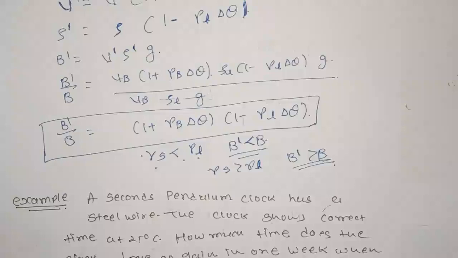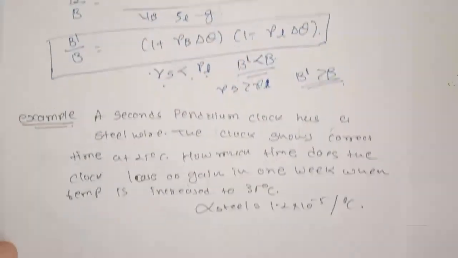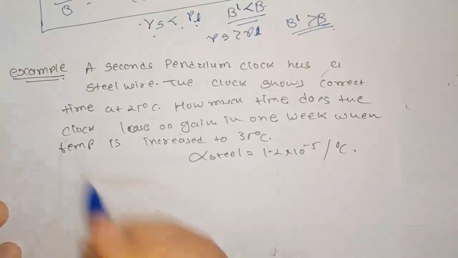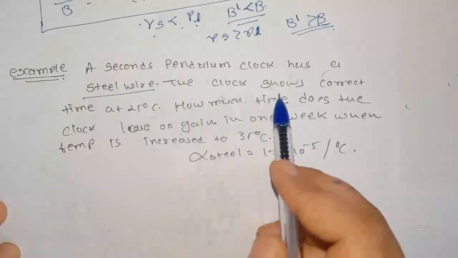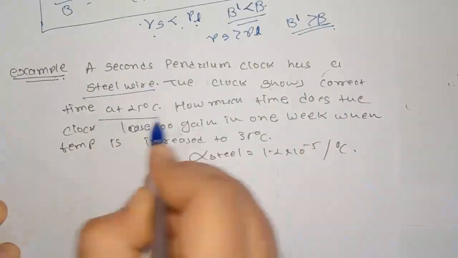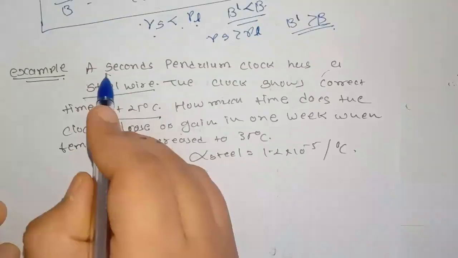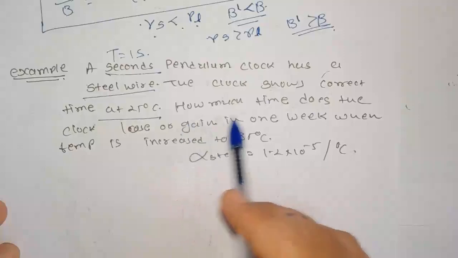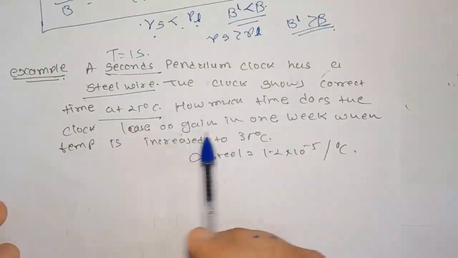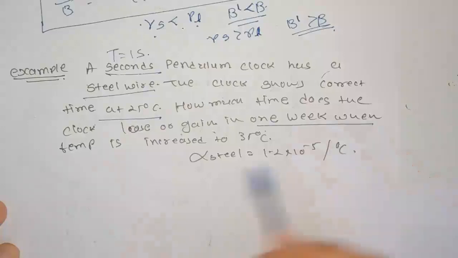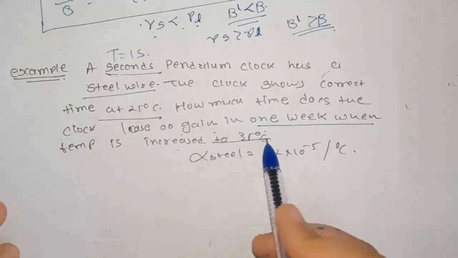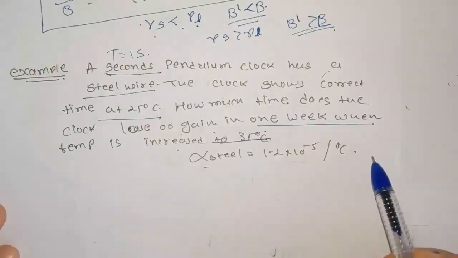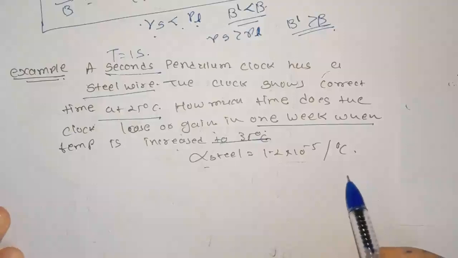Now let us see an example based on what we have learned. A seconds pendulum clock has a steel wire. The clock shows correct time at 25 degrees Celsius. The meaning of seconds pendulum is that the time period is 1 second. How much time does the clock lose or gain in 1 week when the temperature is increased to 35 degrees Celsius? Given alpha steel is 1.2 into 10 power minus 5 per degree Celsius.